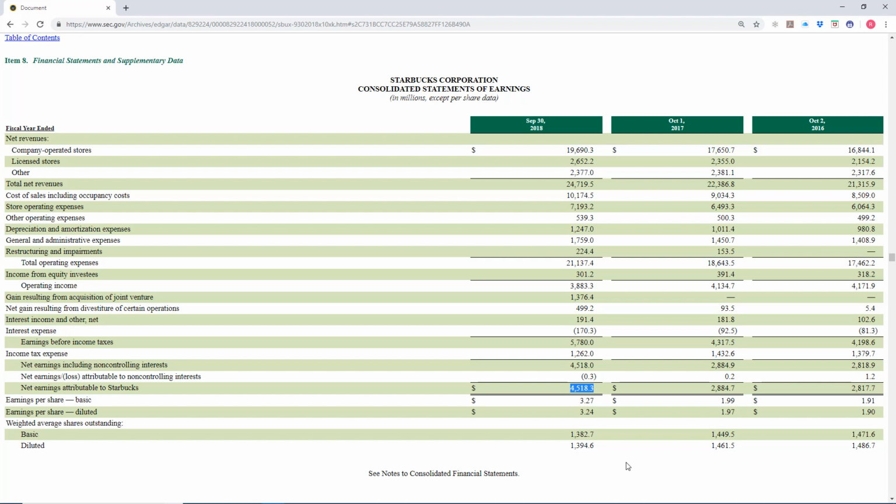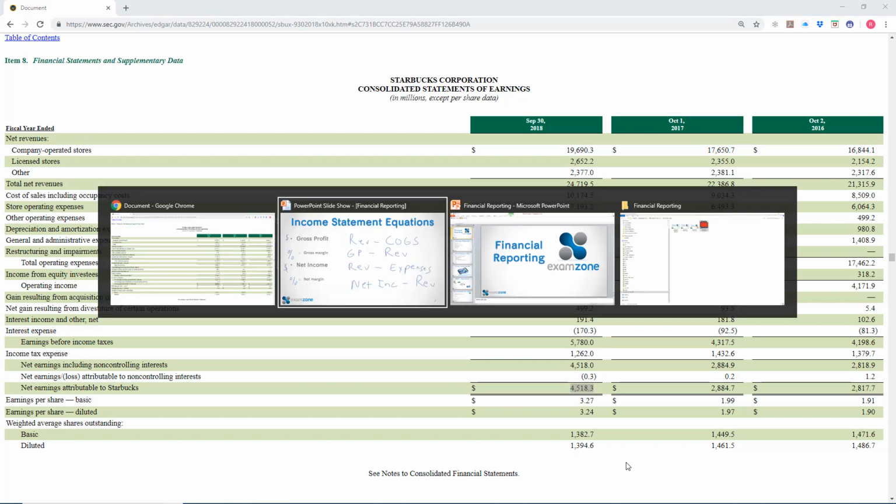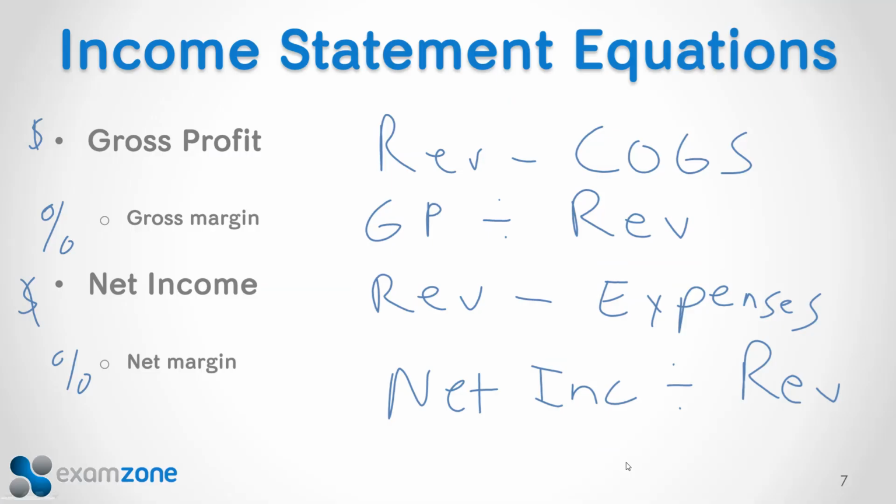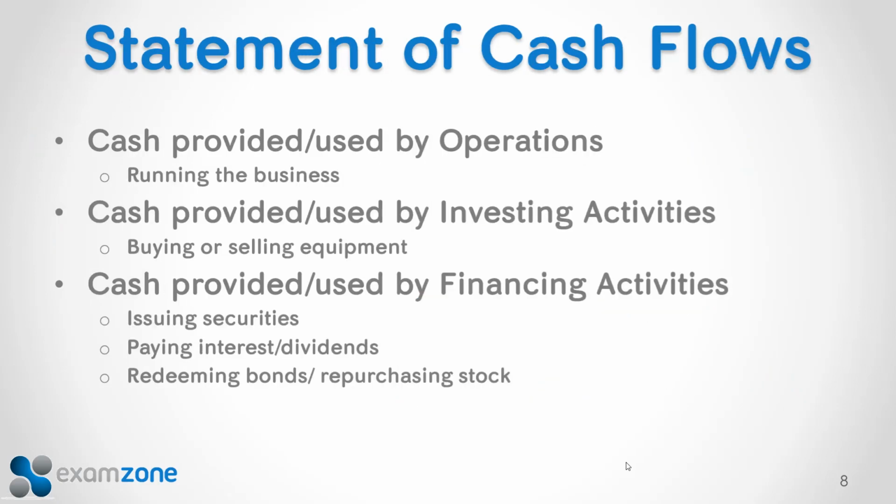So the company showed net income of about $4.5 billion. Shareholders have a claim on those earnings. So if you divide that by the shares, you get about $3.24 per share. And so what is that net margin? You just take the 4.5 or 4,518, divide it back into the 24,719, and I think it's about 18%, which for a restaurant is extremely good.